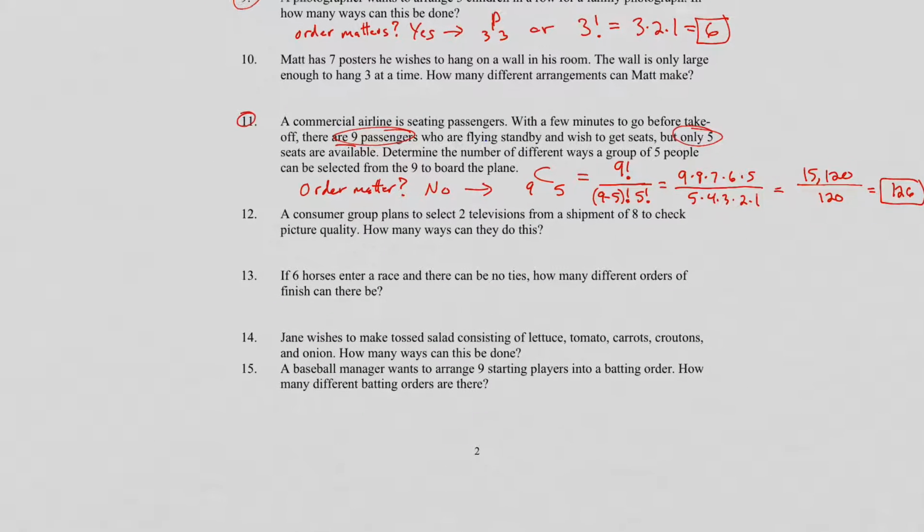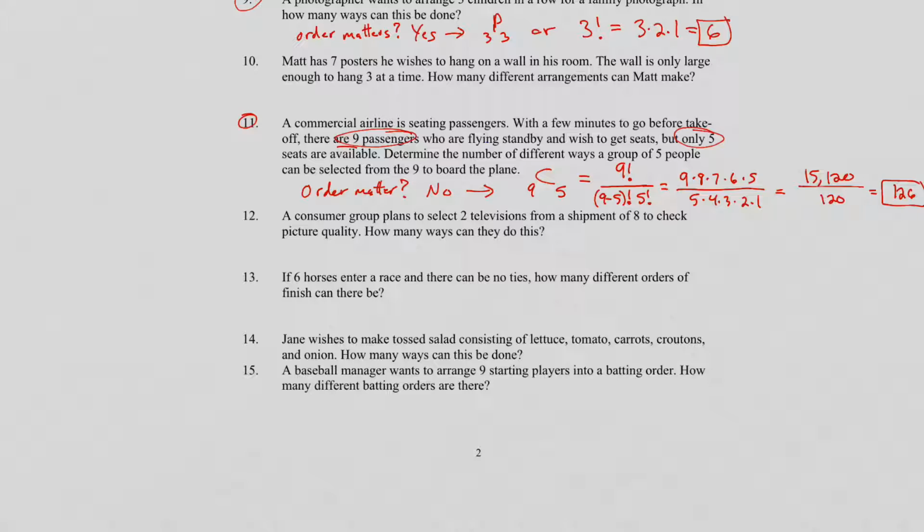You could also just type in your calculator. You're going to have to use parentheses though. In your calculator, you could do 9 factorial divided by parentheses 4. 9 minus 5 is 4 factorial times 5 factorial. Put another parenthesis there, and that'll take you straight to the answer. Okay, if you want to do it that way. But you have to put parentheses. If not, it's not going to divide by 5 factorial. It's going to multiply it. So it's going to be different.